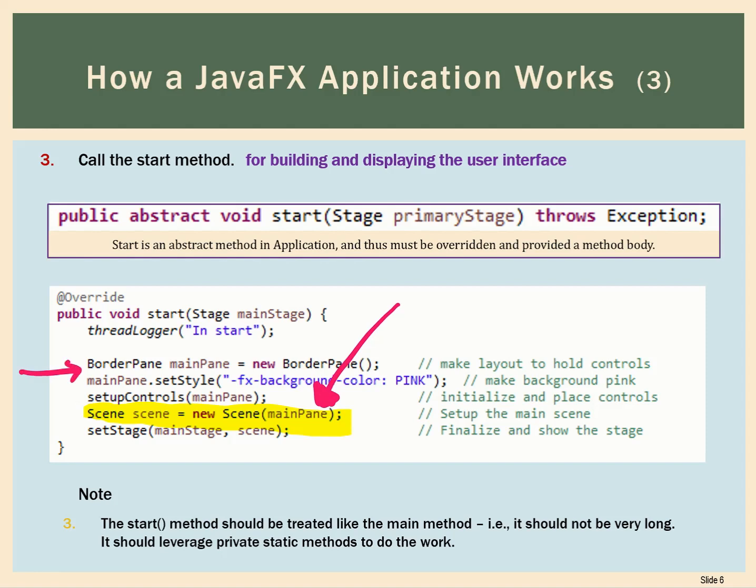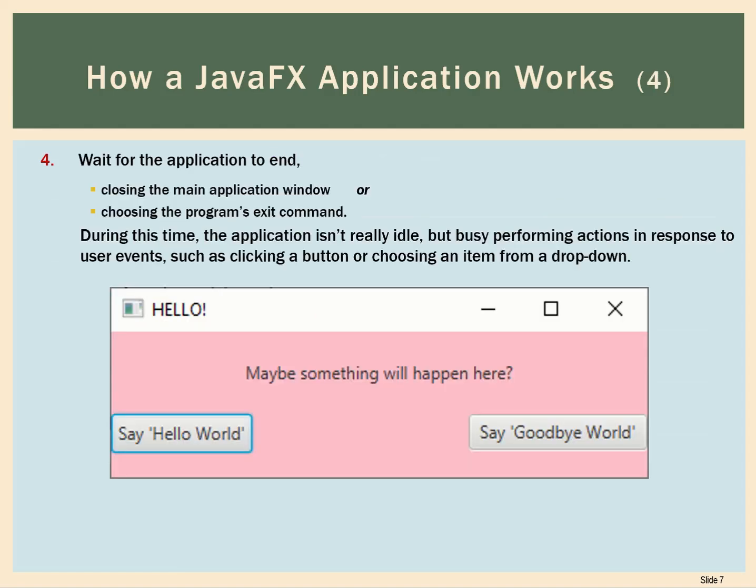So now I've set a scene, and in the scene I've established what the main root node is. It's this border pane. Okay, there's only one thing left to do, and that is to set the stage. And again, we'll look at this method in an upcoming video. But this method basically says, now that I have the scene, this scene is the scene that belongs to the stage. So remember, the scene is the contents, and the stage is the window.